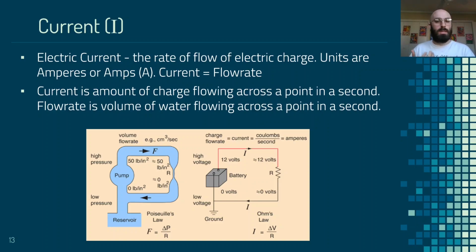So current is basically the amount of charge that flows across a single point in our circuit in a second, and the flow rate is the volume of water that flows across a particular point in a second. And so electric current is measured in amperes or amps, and that's abbreviated as A. So we're going to go to our last part here and bring it all together.